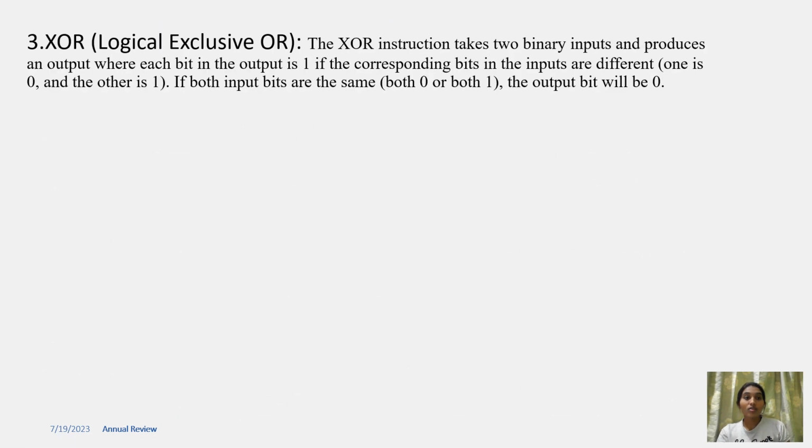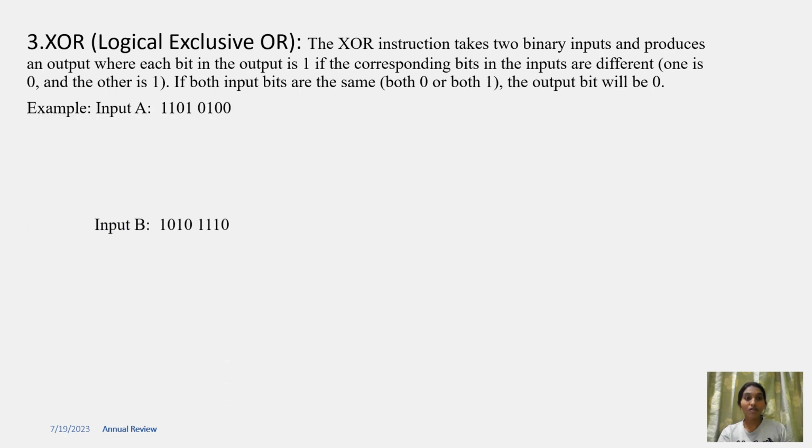Now let's see what is XOR, that is logical exclusive OR. The XOR instruction takes two binary inputs and produces an output where each bit in the output is 1 if the corresponding bits in the inputs are different. One is 0 and the other is 1. If both the inputs are the same, both 0 or both 1, then the output will be 0.